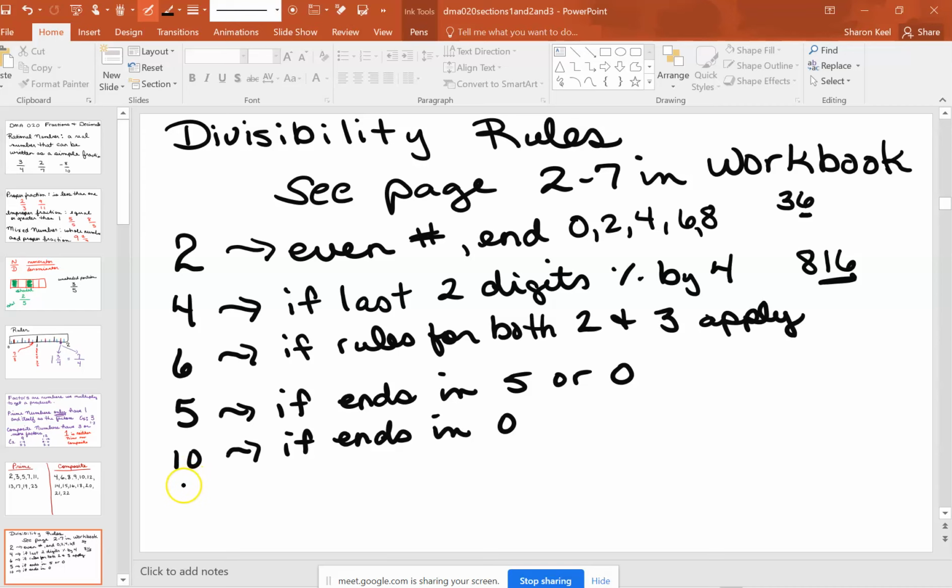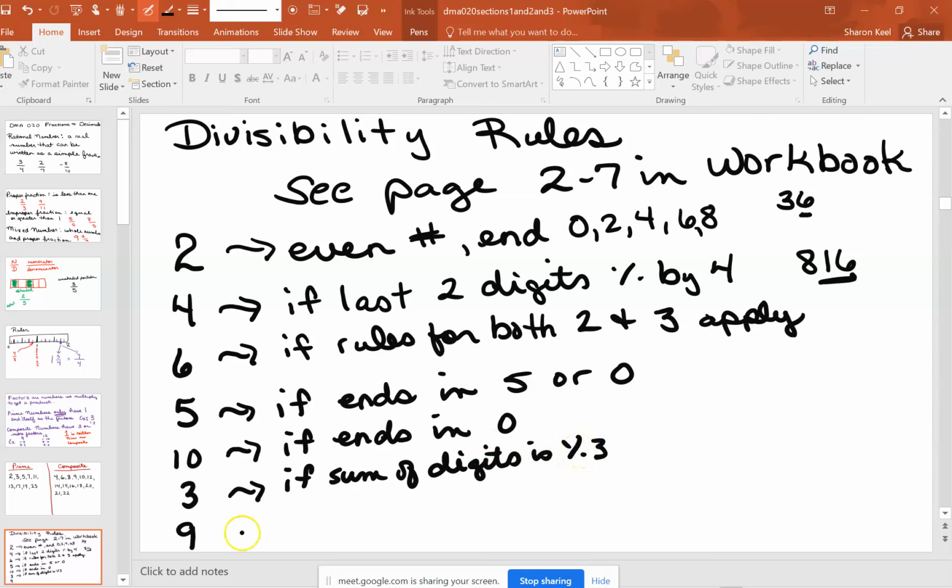Now, these last two, I wanted to do these two together for 3 and the 9. For 3, if the sum of the digits is divisible by 3, then the number is divisible by 3. If the sum of the digits is divisible by 9, then the number is divisible by 9.